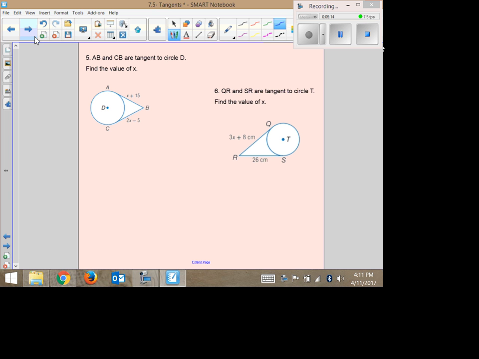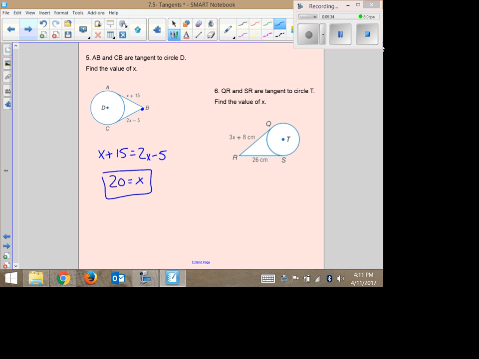So if segment AB and segment CB are tangents to circle D, we want to find the value of x. Since they both go to point B, we know that x plus 15 is going to equal 2x minus 5. So we will get that 20 equals our x.